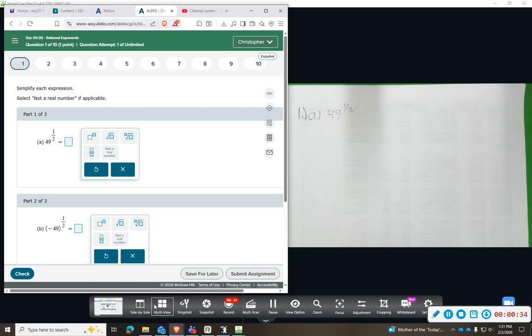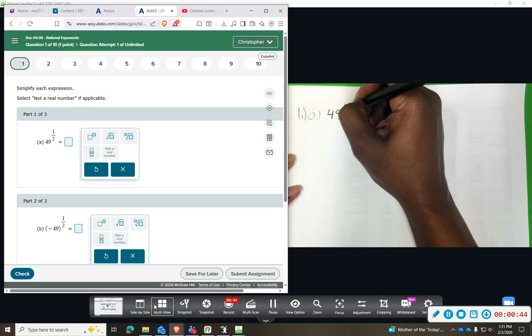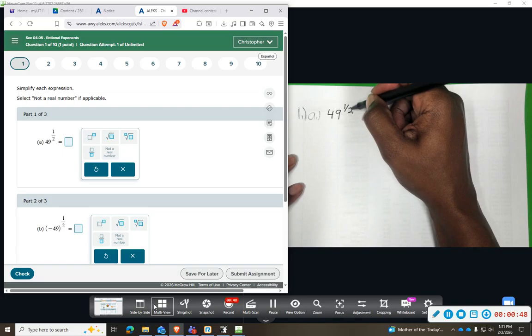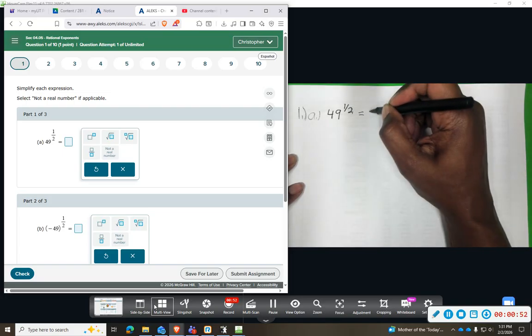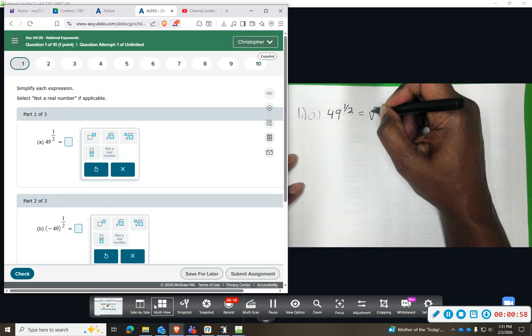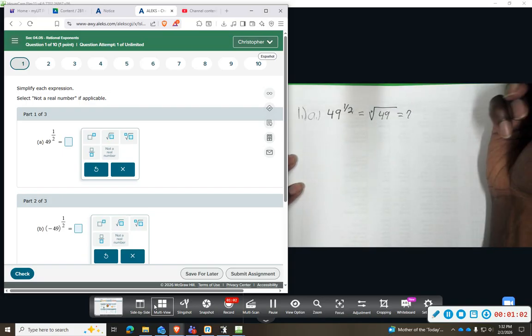Let's try this. 49 to the 1/2 power. Okay, so rational exponents, the bottom number tells you the radical number. That's the power. So this is rewritten as the square root of 49. Okay, understood 1. This is understood 2. We don't normally write it. The square root of 49 is 7. So that works out.